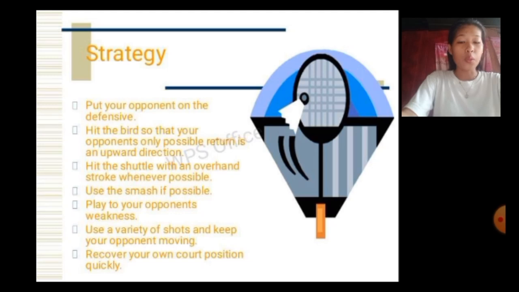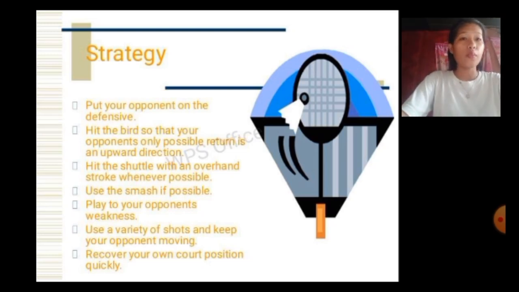What is strategy? Strategy make opponents move quickly by using different shots. Make shot to the corner. After making a shot, always remember to come back to the center of the court.